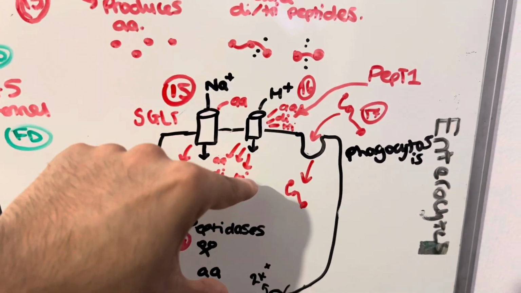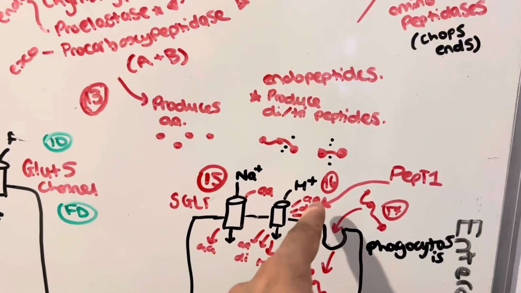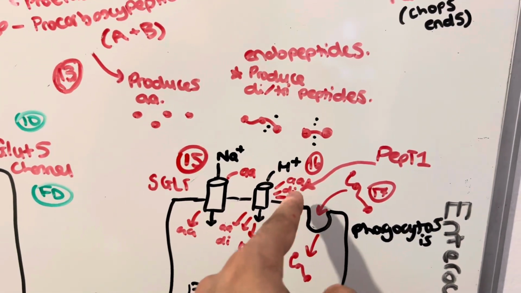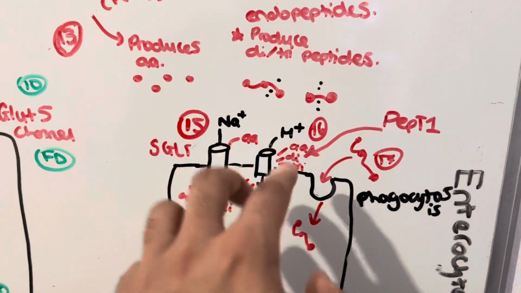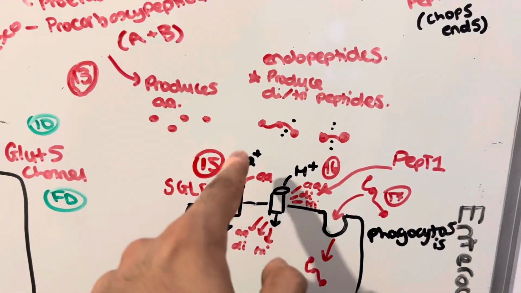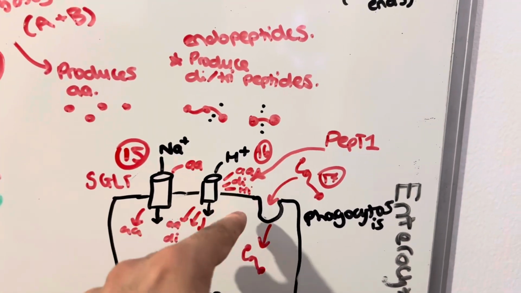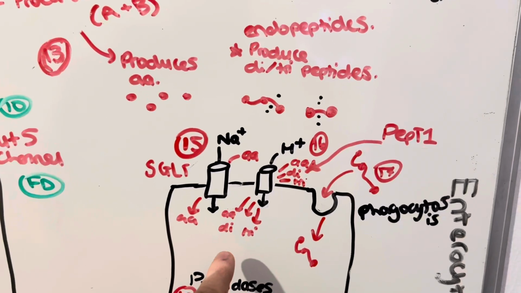H plus is trying to enter through here, through the channel. And whilst that is happening, then we've got our amino acids. They can also pass through with it, as well as our di and tripeptides. Important thing to mention, this is coupling with H plus now, not with sodium. Not with sodium. So with H plus, we've then got our di and our tripeptides. They're also entering our enterocyte.